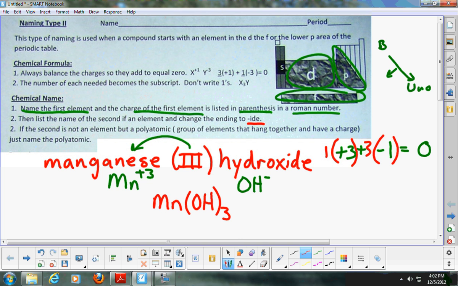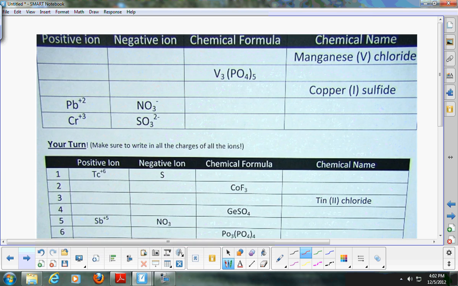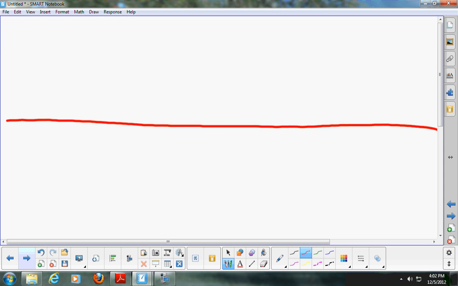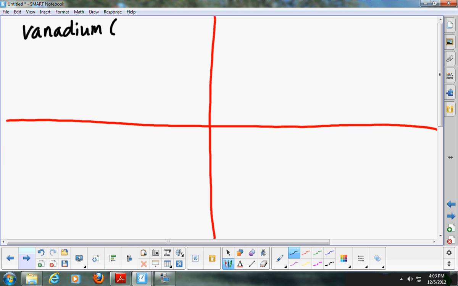Alright, let's go forward and do a couple of examples here. So, we take the board and divide it into 4, so we're going to do 4 different examples. Up here in the left-hand corner, let's take, say we're getting vanadium, Roman numeral 5, oxide.